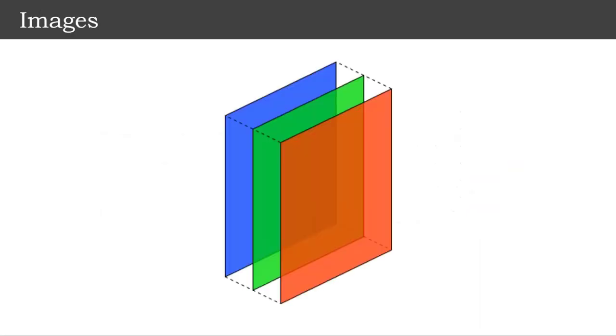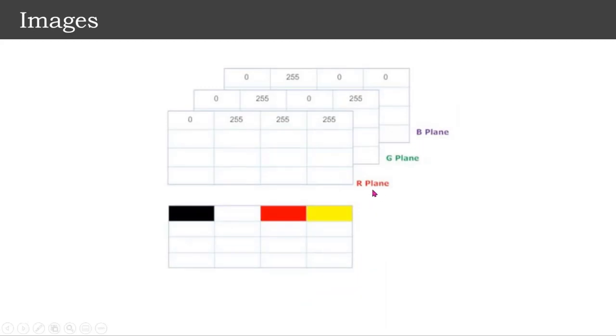We also have colored images. Colored images have layers: red, green, blue, RGB. When the data is stored like this, one channel is called R, the second channel is G, the third channel is B, and these are pixel values. Black will be all 0, white will be all 255, red will be 255, 0, 0, yellow will be 255, 255, 0, and so on. This is basically colored images.